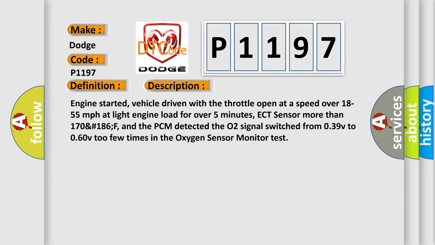And now this is a short description of this DTC code. Engine started, vehicle driven with the throttle open at a speed over 18 to 55 miles per hour at light engine load for over 5 minutes, ECT sensor more than 170 to 186°F, and the PCM detected the O2 signal switched from 0.39V to 0.60V too few times in the oxygen sensor monitor test.